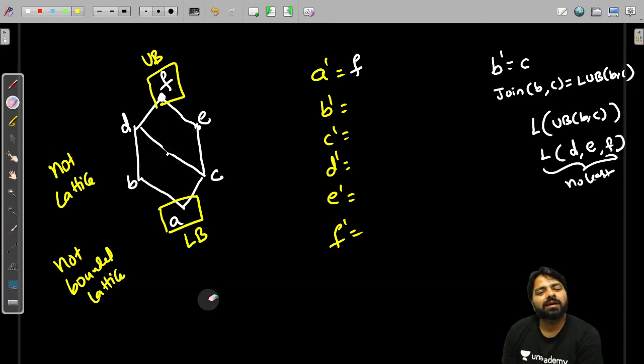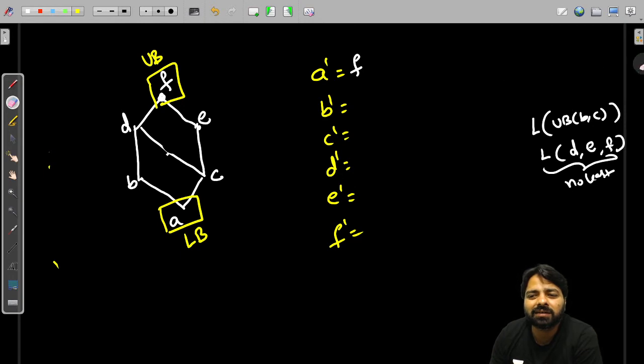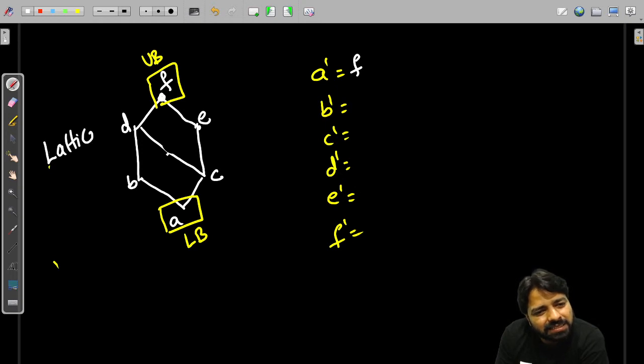Now look at this. It is a lattice. Sometimes it happens when we take examples, but that was also a good example. It was not a lattice. Now check B and C. Do you have a join and meet? Yes, you have, for every two elements now. This is a lattice, and it is also a bounded lattice.